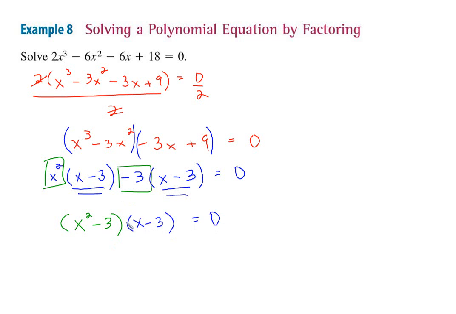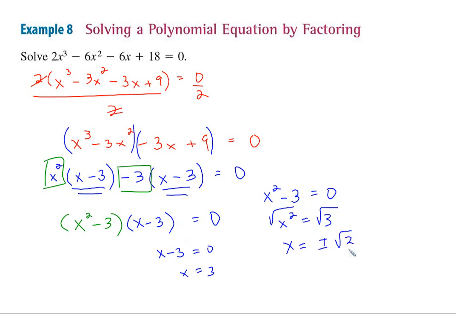And then we want to know, when is this going to equal 0? Well, if this is multiplying with this, when x squared minus 3 equals 0, the whole problem is going to equal 0, right? Or when x minus 3 equals 0. Well, this one's easy. x is going to be 3 for that one. Over here, to solve that, x squared equals 3, take the square root, x is going to equal plus or minus radical 3. Okay, so here are all your solutions.